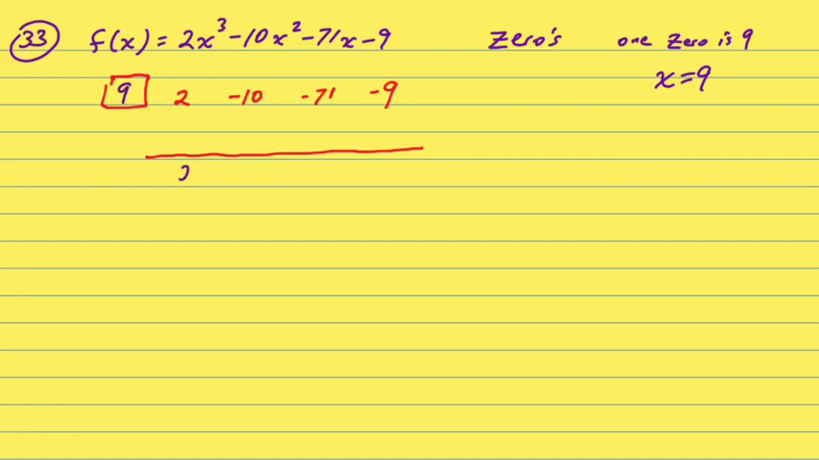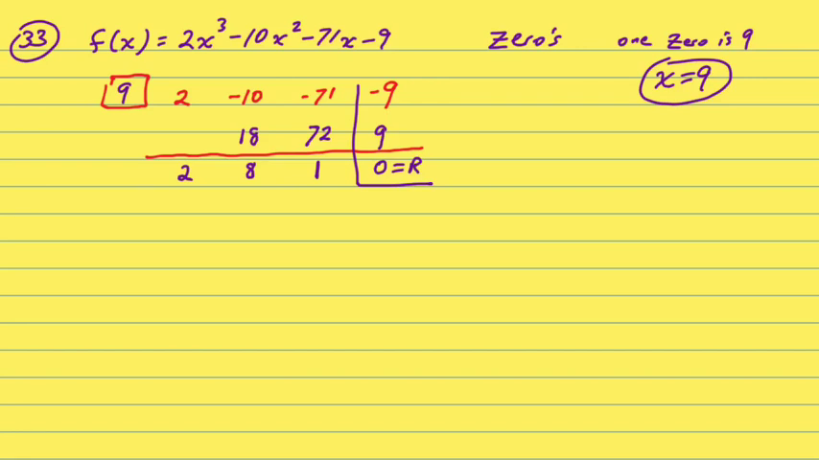First number comes down, so the 2 comes down. 9 times 2 is 18. You put it here and add. 9 times 8 is 72. You put it here and add. 9 times 1 is 9. And when you add, you get your remainder to be 0, which I kind of knew the remainder was 0, or else 9 wouldn't have been a zero.